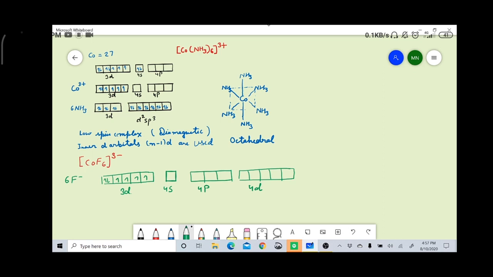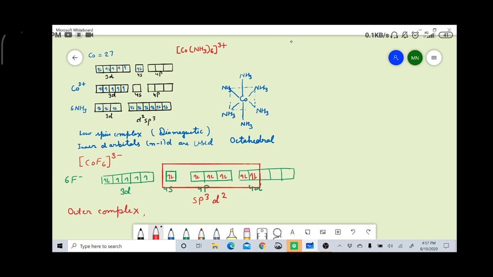When 6 fluoride ligands approach central metal cobalt ion, the hybridization takes place using 1s, 3p and outer 2d orbitals, and these 6 hybrid orbitals arrange themselves around central metal cobalt ion, and in these hybrid orbitals 6 fluoride ligands donate their lone pairs of electrons.